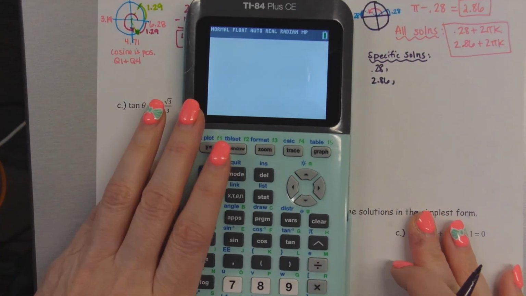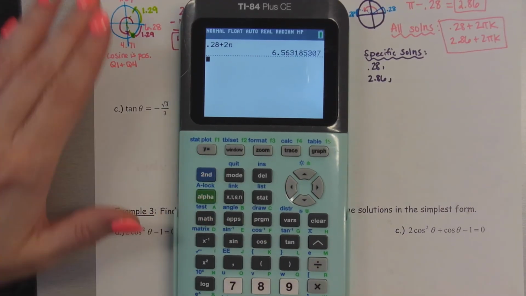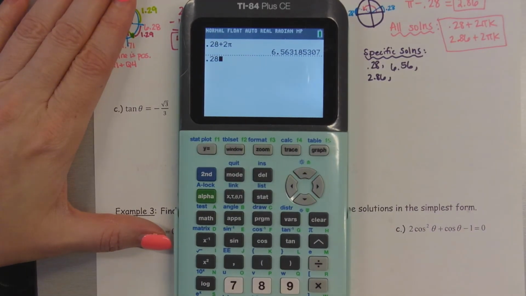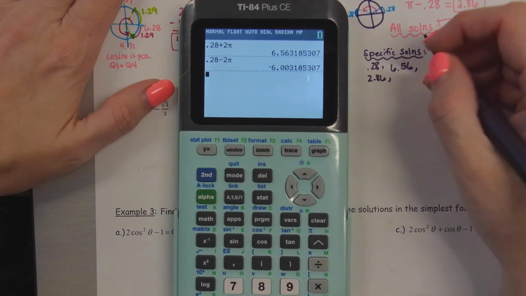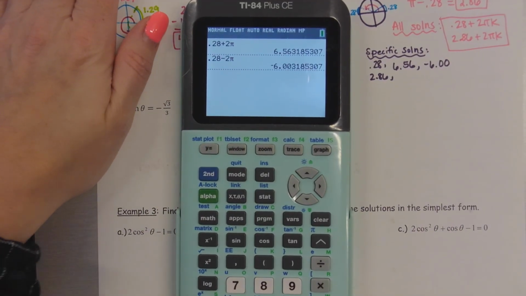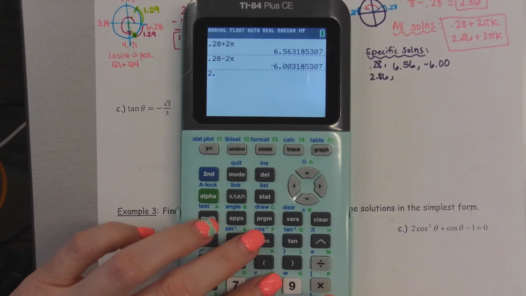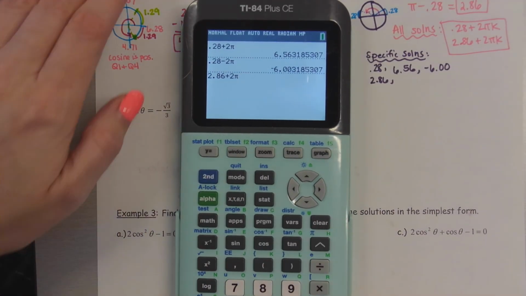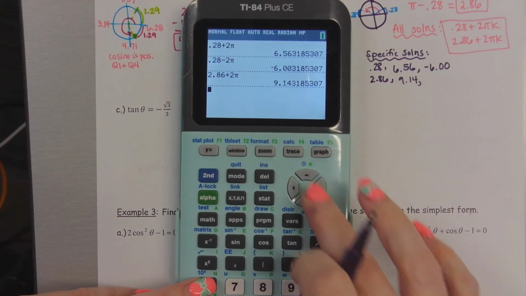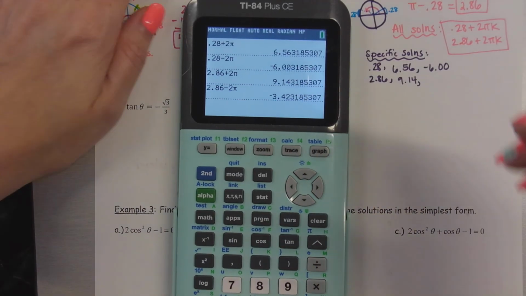Okay, and then if you want a methodical way to do it, you can always just take the first one, add 2 pi, you get 6.56. You can take 0.28, you can minus 2 pi. This would be negative 6.00. You do want to round it because you need the 0.00 because it is a rounded answer. Then you can do the same thing for 2.86. You can just add 2 pi to that. And then you can subtract 2 pi to that. And I guess you could also just do this and put the minus in.